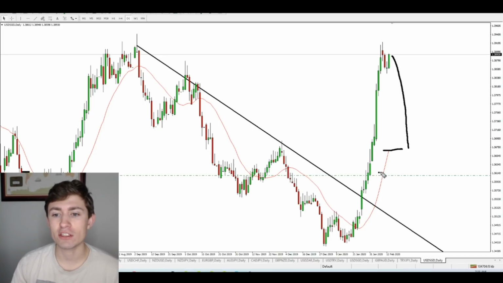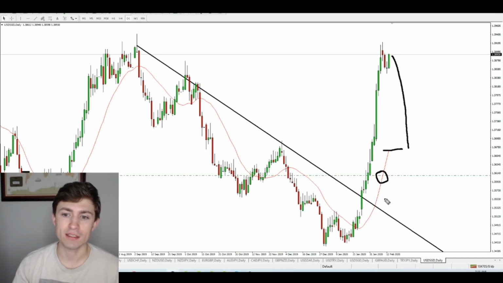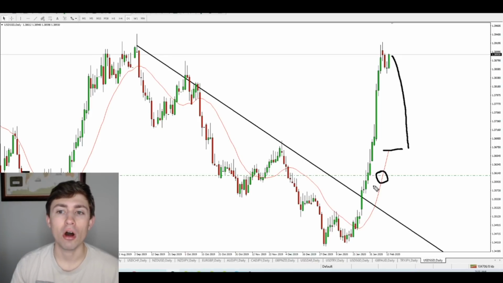The last time we updated this, I believe we were just around break even on technically our trailing stop. Now what we see is that we're going to be trailing it a little bit further and we're going to let this trade continue to run.